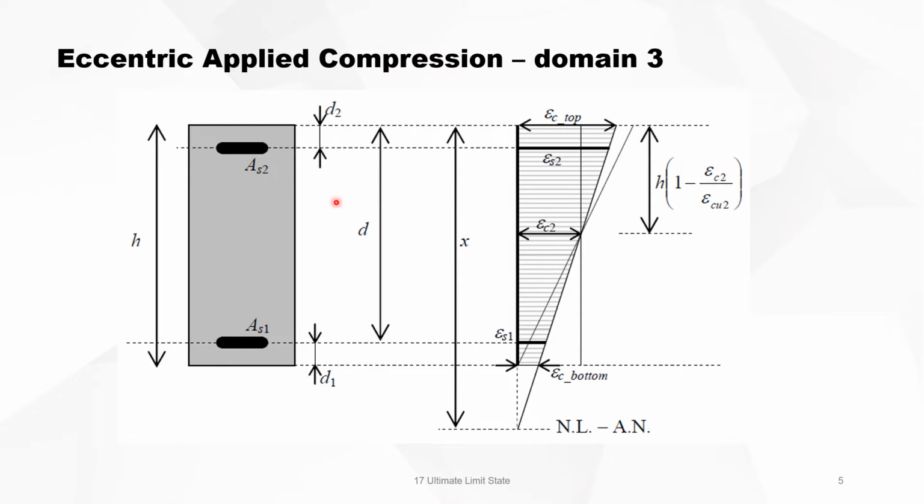Consider a rectangular section with a total depth of h and an effective depth of d. Then if we look at the strain diagrams in domain 3, we will see that the depth of the neutral axis is always larger than the total depth of the beam, so the whole section is in compression. You can see it on this diagram.